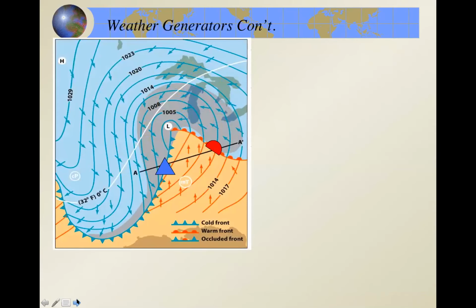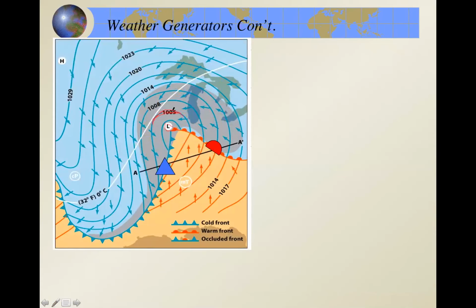So let's start with the basics. Here is an idealized image of a low pressure center situated right here. That is a low pressure center. The lines are called isobars. They're lines of equal pressure.